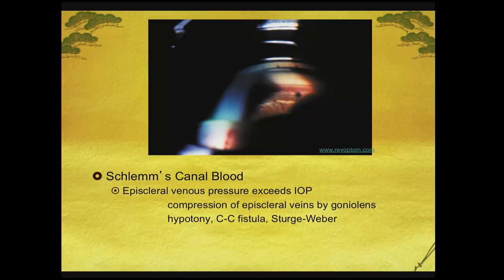This happens when episcleral venous pressure exceeds intraocular pressure. Usually the test answer is either that there's been compression of the episcleral veins by the gonio lens because you're pushing on the eye, the eye could be hypotonous, there could be a carotid-cavernous fistula, which is something to remember because that can threaten life and eye, or there could be Sturge-Weber syndrome.